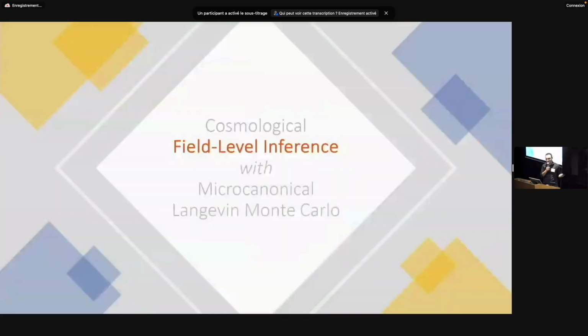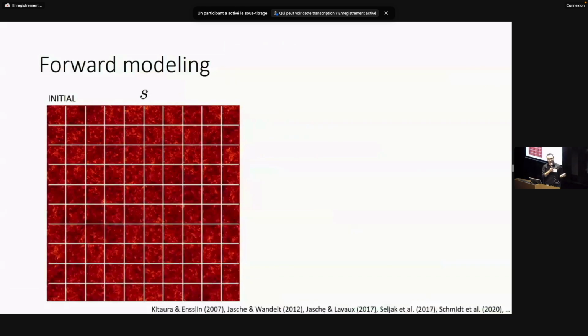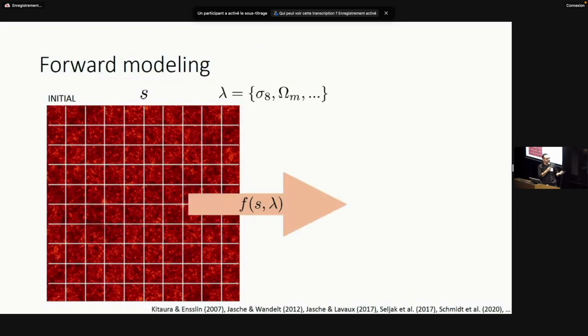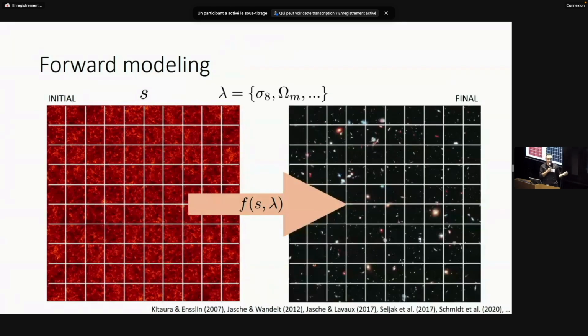And that leads me on to field level inference. So the idea of field level inference is that you start in the early universe where we know that the density field is normally distributed. So if you look at any pixel in your map or any voxel in your 3D map, the density field will be normally distributed. And then you have some forward model, which takes your initial modes and the cosmological parameters lambda, for example, sigma 8 and omega m, and then gives you some final field, for example, the galaxy field or weak lensing field. And the idea of field level inference is to take this backwards.